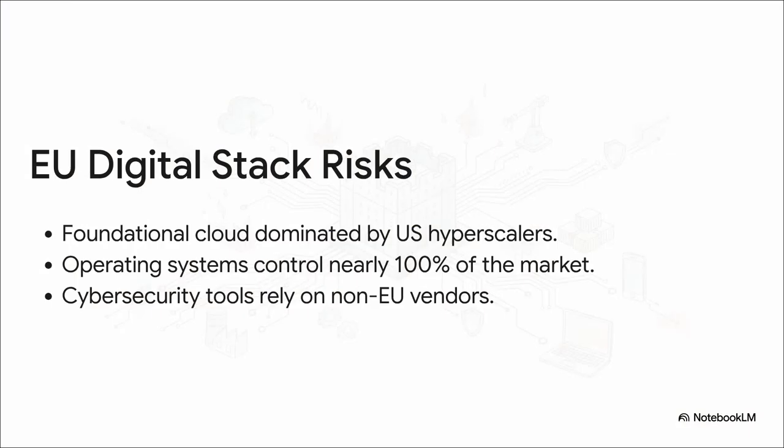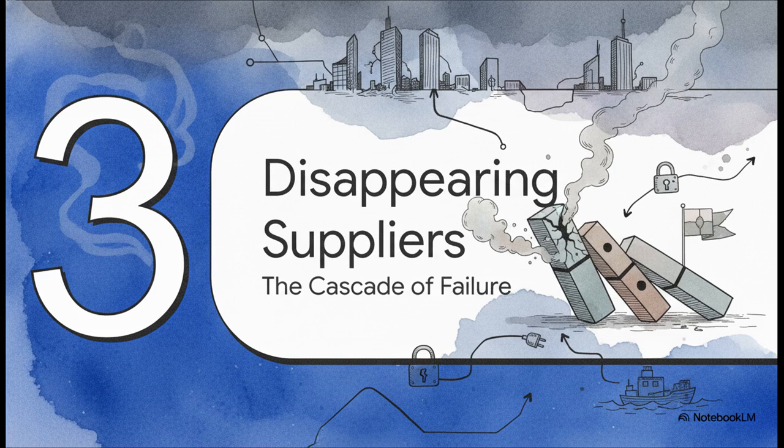Because your exposure isn't just sitting in one app. Non-EU companies control the absolute most critical, foundational layers of the European digital stack. We're talking raw cloud infrastructure, dominated by AWS, Azure, and Google. We're talking operating systems, Android, iOS, Windows, controlling nearly 100% of the market. Even the cybersecurity tools meant to protect your organization, your firewalls, your SIEM, your identity management systems, they rely heavily on external vendors. This leads us directly to Section 3.